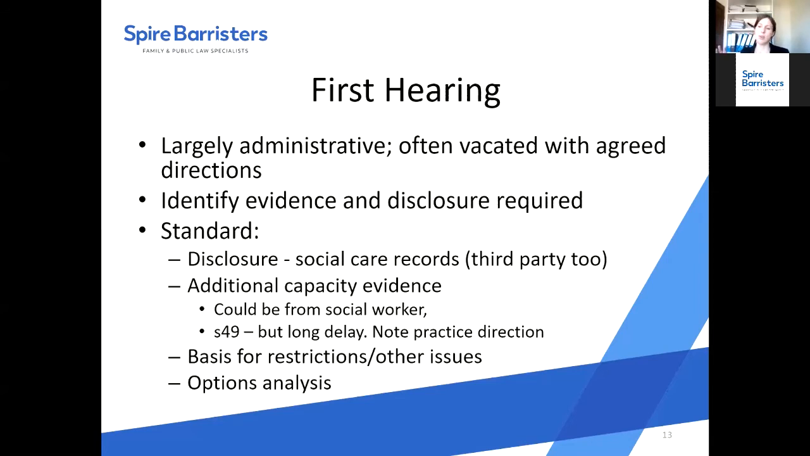It's obvious now what evidence is needed. All right, so we want any capacity assessments you've done about this over the last 12 months, for example, and we want standard disclosure. So again, what you'd expect to see is the local authority providing social care records for a reasonable period of time. I would say you can be realistic about that.